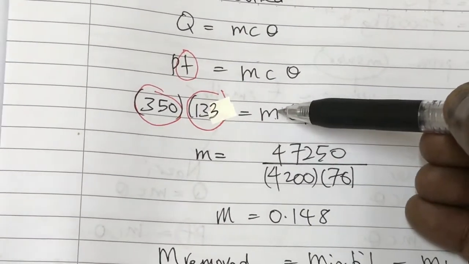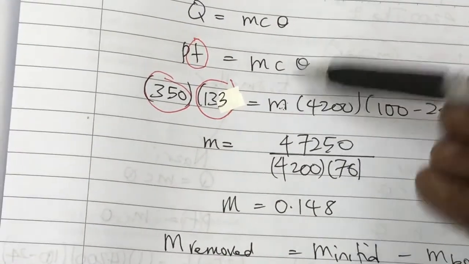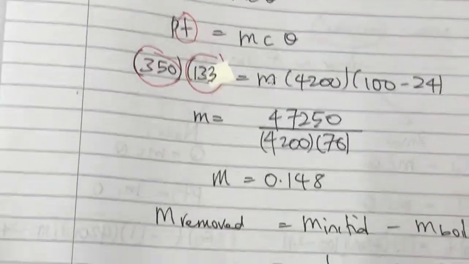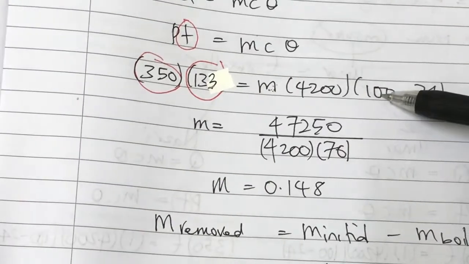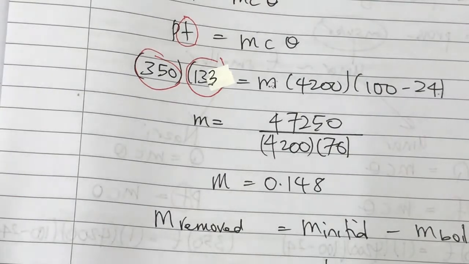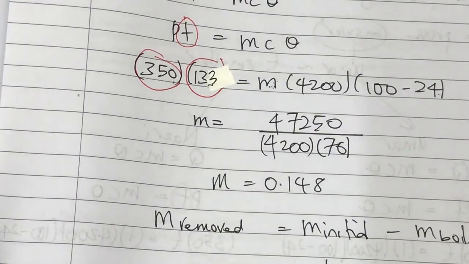Okay. And the mass of the water boiled, this is what we are looking for. The mass of the water boiled for this 133 seconds. Of course, the c is 4,200. And the change in temperature, the final temperature minus the initial temperature. So now we take 350 times 133.